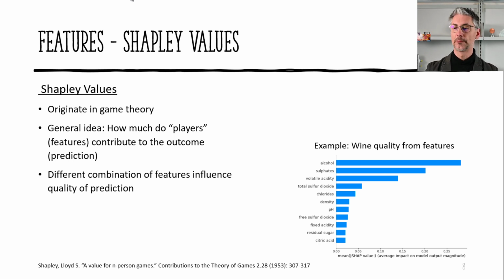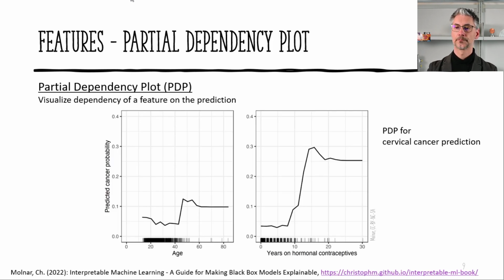There's a separate notebook where we explore this for wine quality and we can see how the features relate to each other. You can also do a partial dependency plot, and these visualize the dependency of a feature on the prediction. For example, if we have numerical features, then we look at how the outcome changes as we move across the numerical values. And this can give us another insight of how the feature behaves and how it affects the performance of the algorithm.